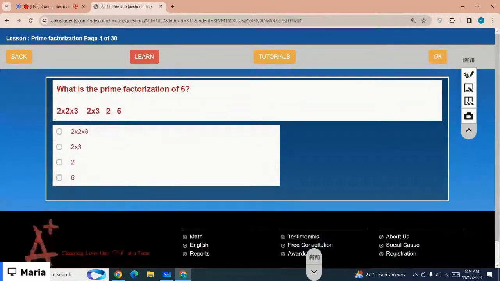What is the prime factorization of 6? Which is the correct option? Very good. That is 2 times 3. Both the numbers are prime, right? So 2 times 3 is 6. The second one is the correct option.